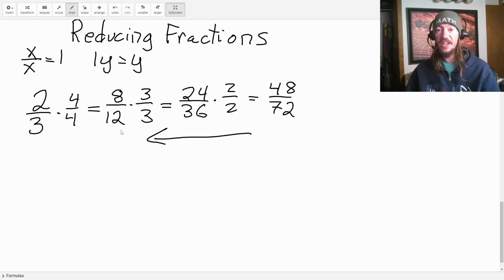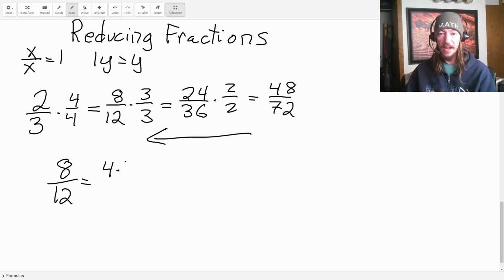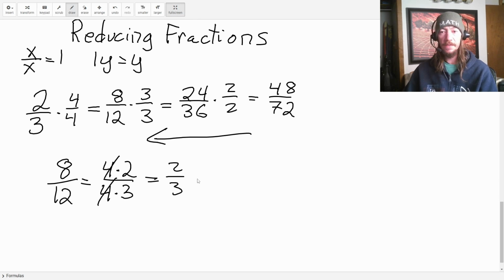So reducing fractions is looking for these common factors. So for example, if we have 8 over 12, we need to recognize that 4 is a common factor of both. We can write this as 4 times 2, and we can write this as 4 times 3. And once we do, we have 4 over 4, and we can cancel that out because it's just 1. And now we've reduced 8/12 to 2/3.